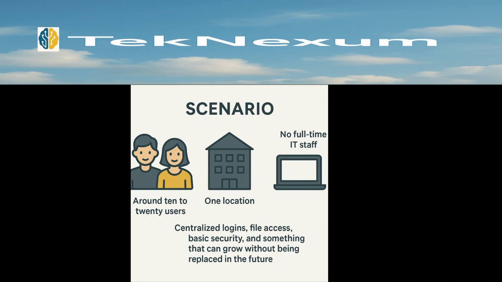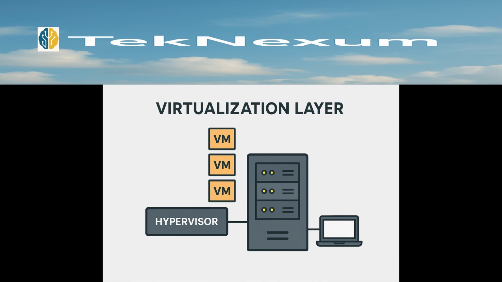At the core of this environment, it is going to be the virtualization. What that means, we have one physical server, a hypervisor running on top of it, and multiple virtual machines running within. Virtualization isn't about appearance or trend, it's about isolation, recoverability, and control. When one service fails, the entire business should not fail with it.